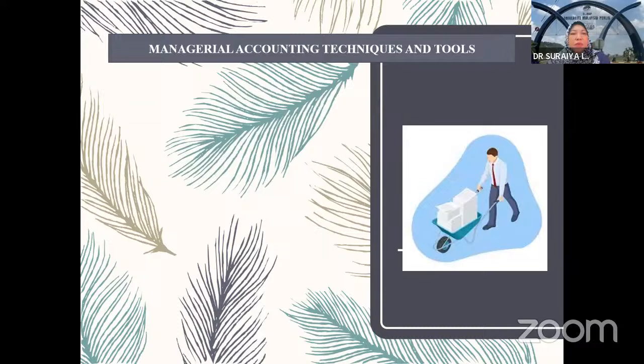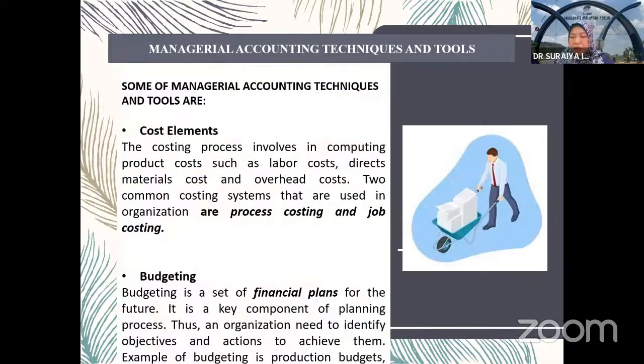Right, so when it comes to cost elements, some managerial accounting techniques and tools include cost elements. This basically involves product costs such as labor costs, direct material costs, and overhead costs, right? Two common costing systems used in organizations are process costing and job costing. So when people ask what the elements of cost are in managerial accounting, we have to highlight materials, labor, and overhead costs, those three.